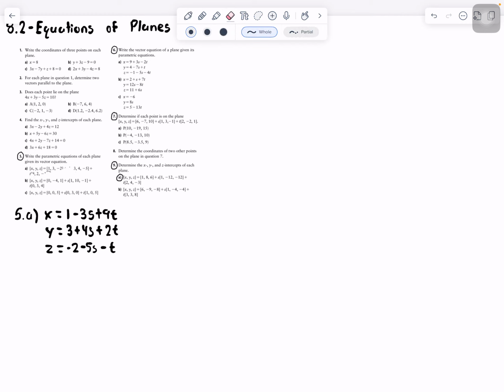All right, moving on to C. Same ordeal. X, Y, Z. So we have 0 plus 0s plus t. So 0, 0, and then it's just going to be 1 times t, so it's just t. Okay, what about the next one? We have 0 again, plus 3s, and then plus 0t, so nothing for t.